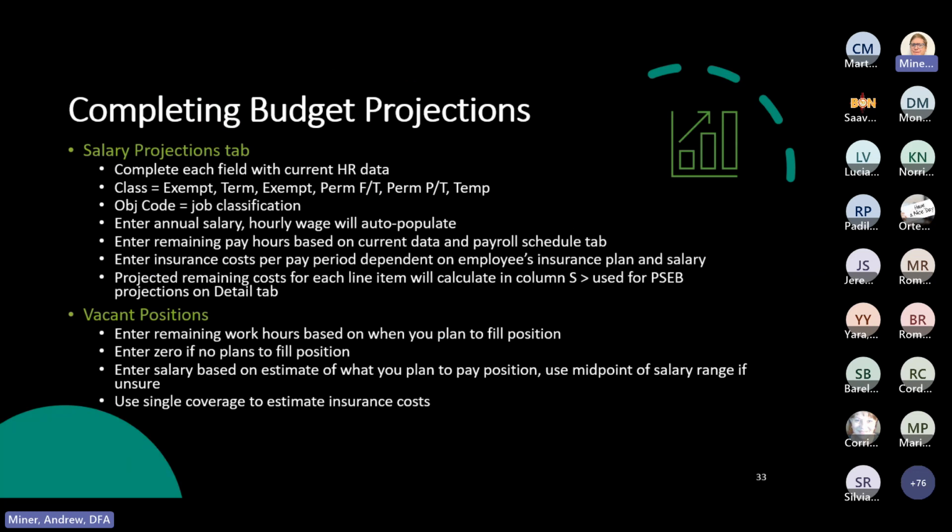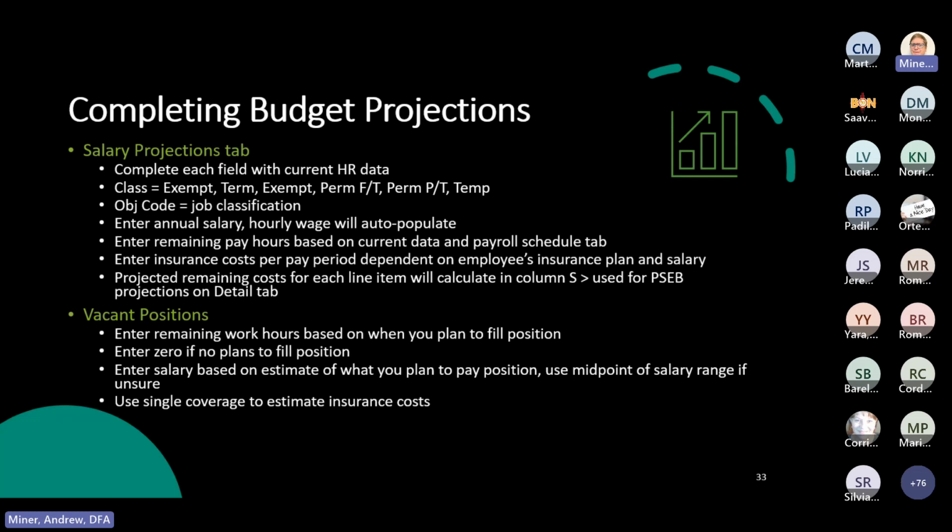A few notes here on vacant positions. You don't necessarily need to put full cost for them. You should enter remaining work hours based on when you plan to fill the position. Maybe you're going to fill it a month from now or 2 months from now. Just figure that out and put that in. Or if you have no plans to fill the position, if you're tight on budget, you can put in 0, and then it'll zero it out.